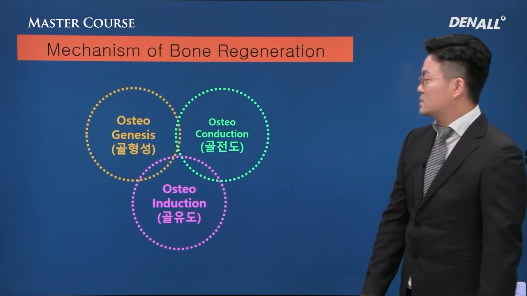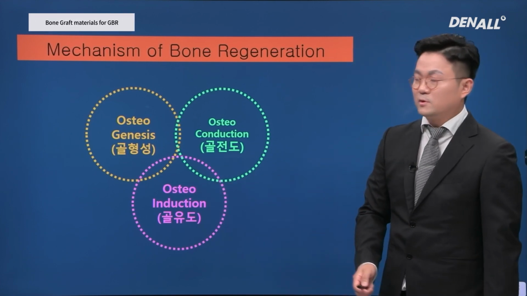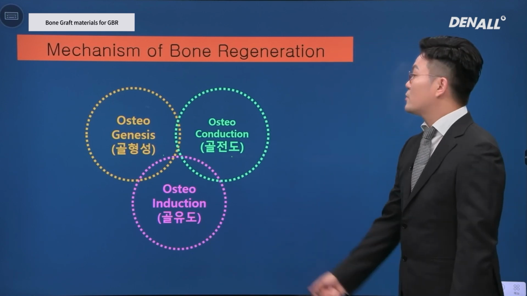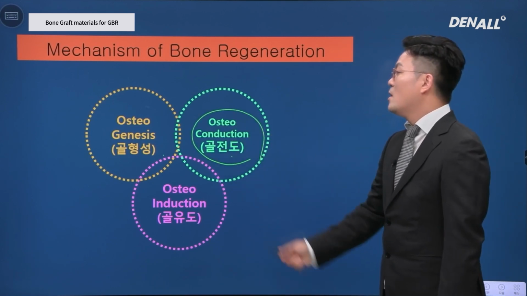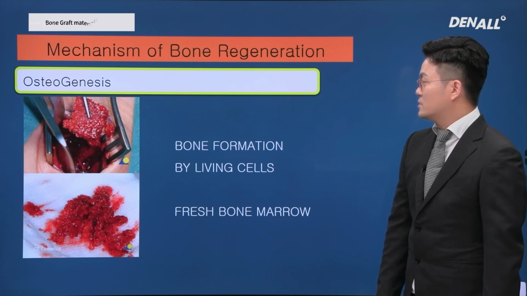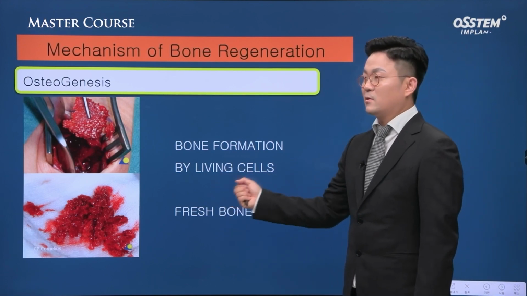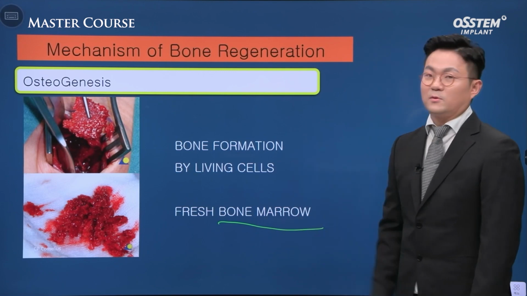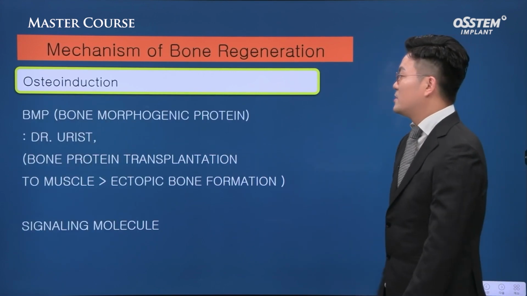A mechanism of bone regeneration: osteogenesis, conduction, and induction. Most bone materials have osteoconduction property, and bone can be formed by living cells, so only by autogenous bone, which is bone marrow. Osteoinduction, BMP.